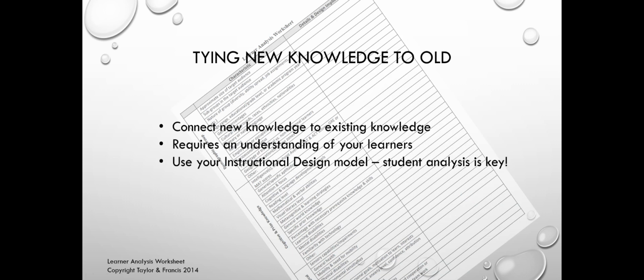Cognitive learning relies upon tying new knowledge to old. For that, you have to have a good understanding of your students. Now, any instructional design model starts with a step that involves learner analysis. When you perform that step, dig deep. Find out what they've been exposed to, what they've experienced, what classes they might have taken, what level of knowledge you can expect. All of that is going to help you create an environment that can utilize that mechanism in the brain to make cognitive connections.